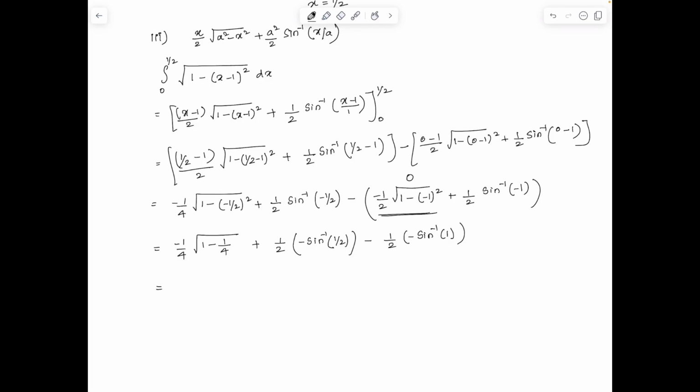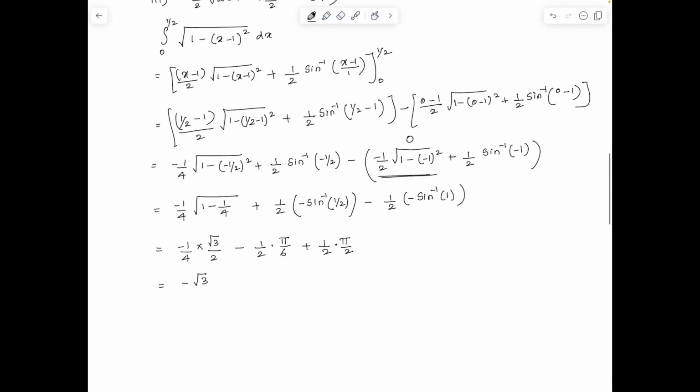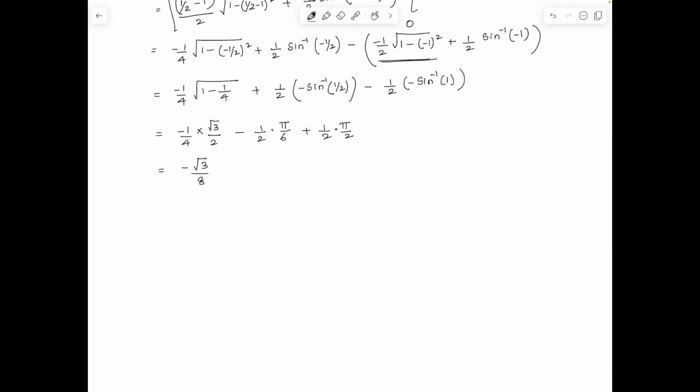which gives us minus 1 by 4 into root 3 by 2 minus half times sine inverse of 1 by 2 is pi by 6, that is 30 degrees, plus half times sine inverse of 1 is pi by 2, which is minus root 3 by 8 minus pi by 12 plus pi by 4.